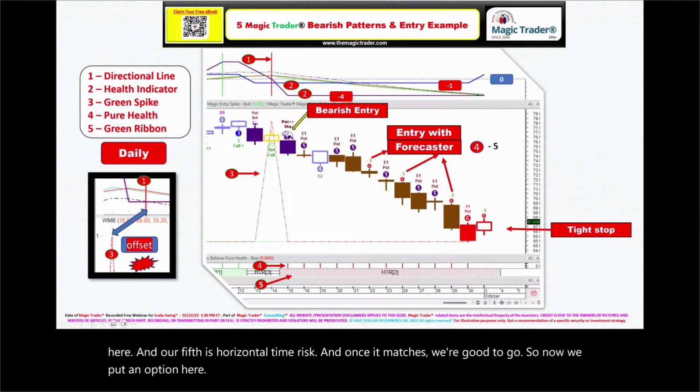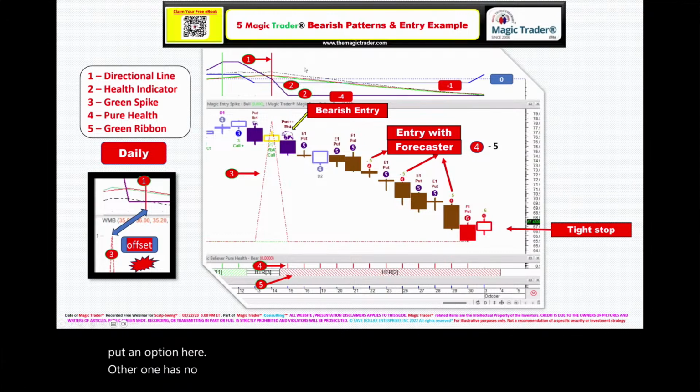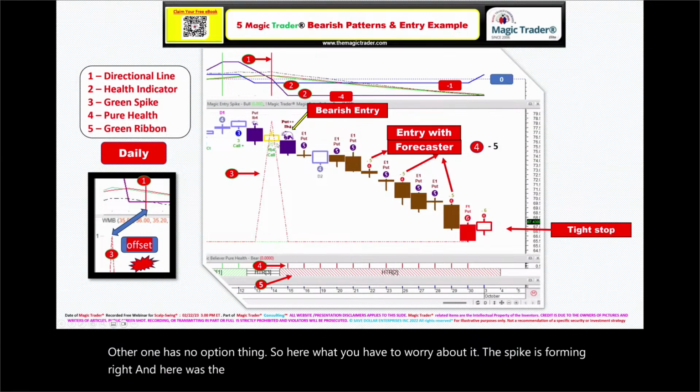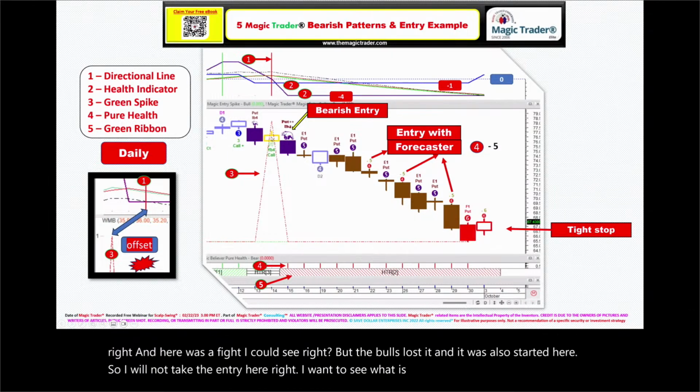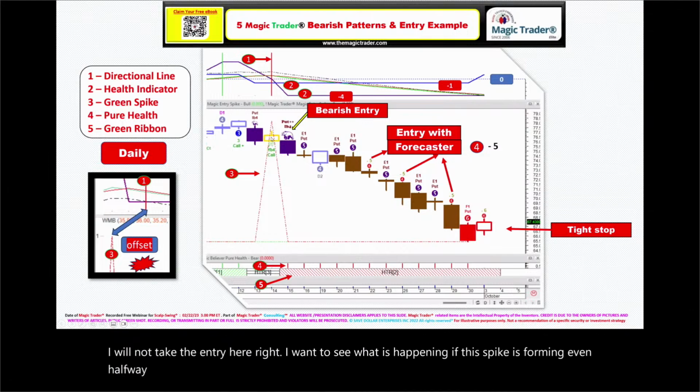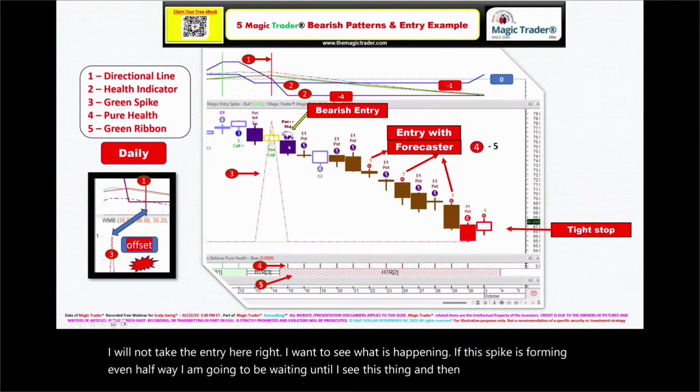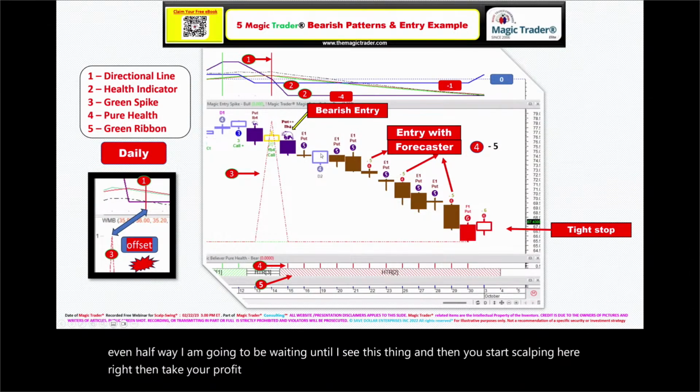The other one has no option thing. So here, what you have to worry about: the spike is forming, right? And here was a fight I could see, right? But the bulls lost it, and it also started here. So I will not take the entry here, right? I want to see what is happening. If the spike is forming even halfway, I am going to be waiting until I see this thing, and then you start scalping here, right? And take your profit the same way as I told you.